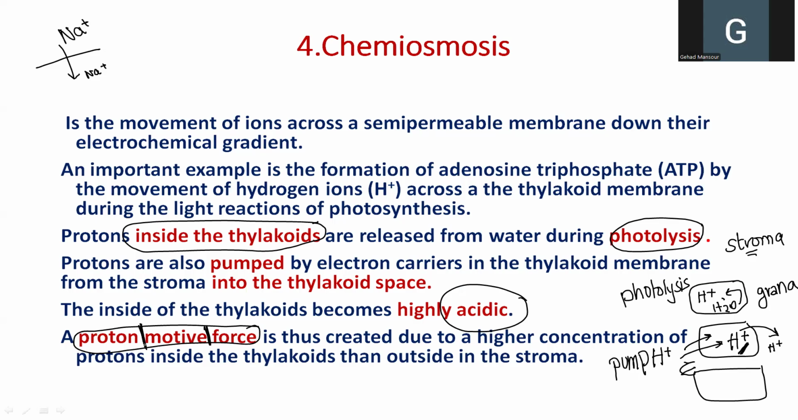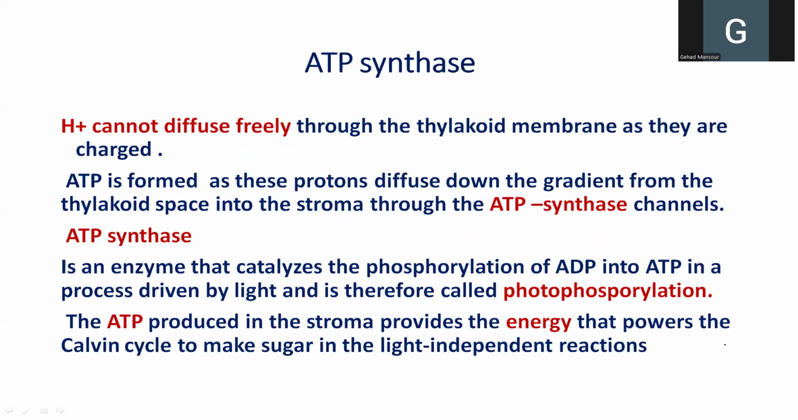It is a force that helps movement of the protons from the inside of the thylakoid to the stroma, just because protons have been accumulated inside. So pumping of protons by the electron carriers into the thylakoid is what creates that diffusion power, that proton motive force, which enables the protons to diffuse from the inside to the outside of the thylakoids.